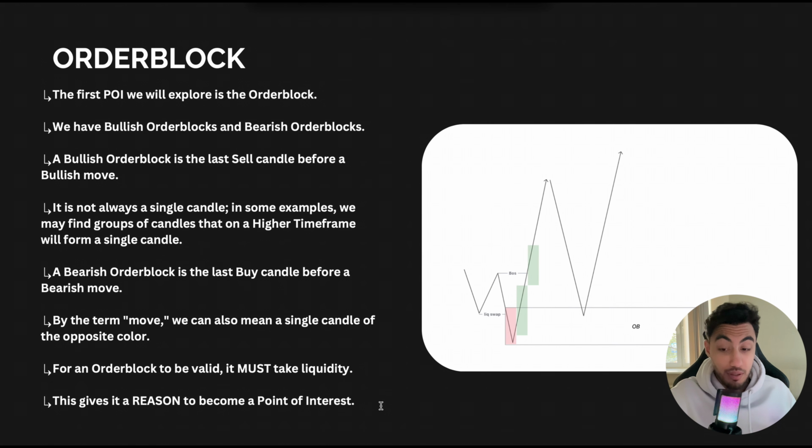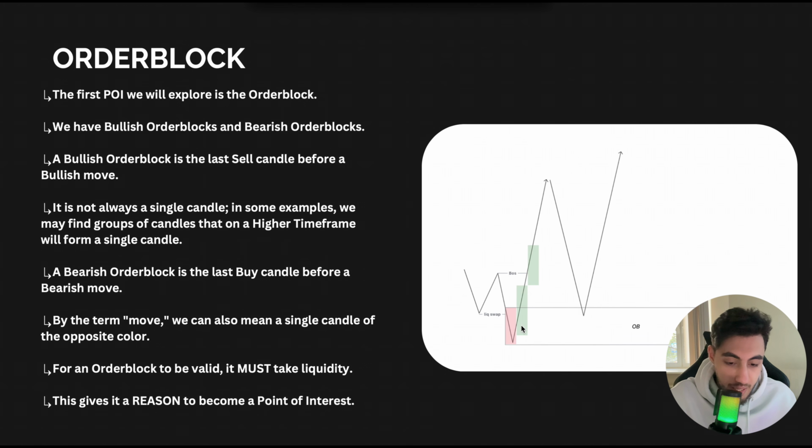First of all, let's start with the order blocks. The first POI we will explore is the order blocks. We have a bullish order block and a bearish order block. A bullish order block is the last sell candle, or last bearish candle, before a bullish move. Okay, I'm going to show you an example, so no worries about that. It's not just going to be a whiteboard explanation.